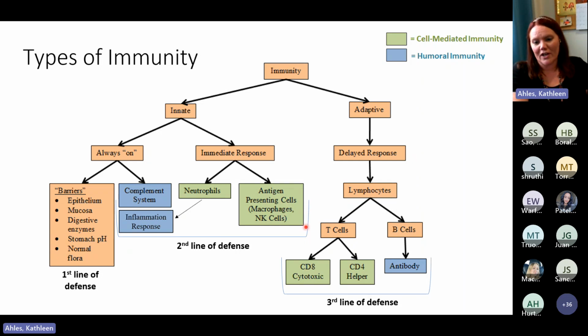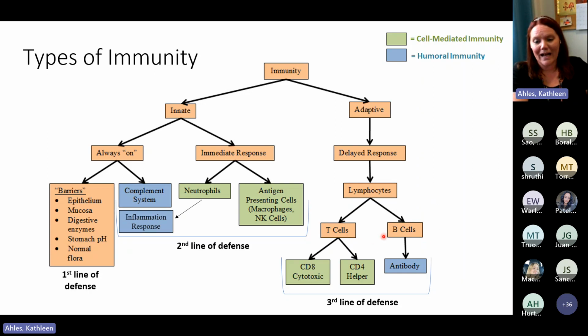So while I can start eating stuff up, that's what macrophages do, or while I can start killing cancer cells or other infected cells, like natural killer cells do, I can do that right away, but getting these guys activated takes a little bit of time.